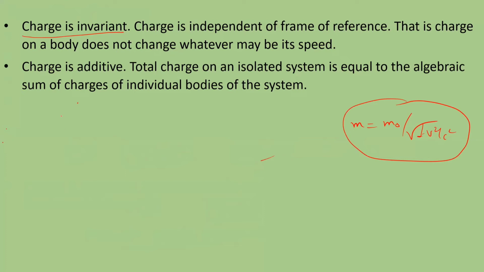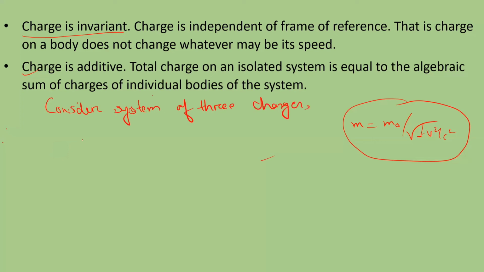The last and very important property of charge is that charge is additive. That is, the total charge of an isolated system is equal to the algebraic sum of charges of individual bodies of the system. So how will you understand this? Consider a system of three charges.